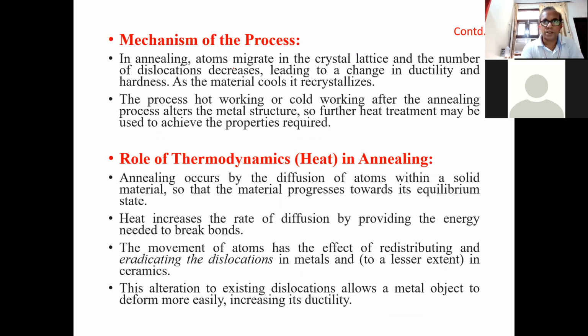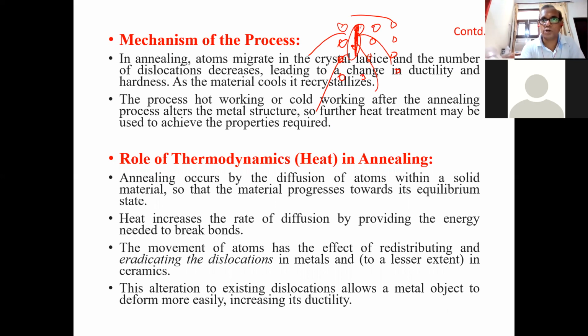In annealing, atoms migrate in the crystal lattice and the number of dislocations decreases. देखो dislocations क्यों हो रहे हैं? Line dislocation. जब do you remember इस तरह से हमारा स्ट्रक्चर होता था और कहीं पे कोई लाइन मिस कर गए, so that time this became the dislocation. तो atoms migrate in the crystal. अभी ये एटम जो डिसलोकेट हो गए थे ये माइग्रेट कर जाएंगे जहां जरूरत होगी, leading to change in ductility.